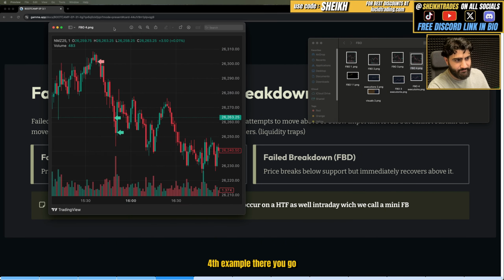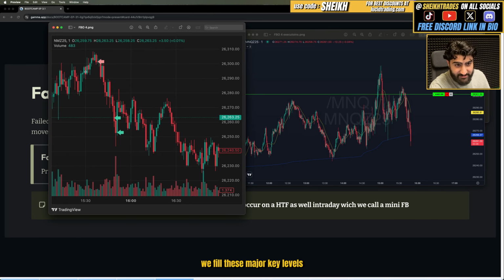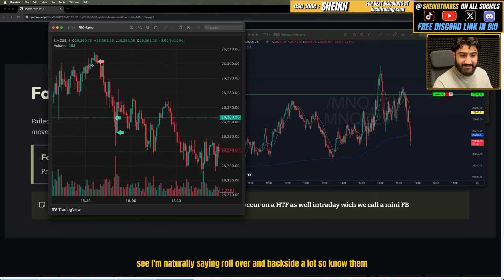Fourth example, there you go. What do you see here? Once again, we fill these major key levels. We fill this mini FBO. So we have a major FBO, mini FBO. We roll over. Once again, see, I'm naturally saying roll over and backside a lot, so know them.